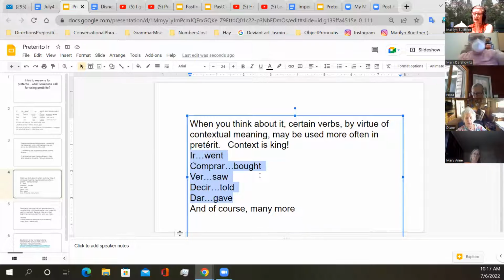So these kinds of verbs in the past tend to use preterito more. Do they have a conjugation in imperfecto? Yes, they do. Are they used in that? Yes. But percentage-wise, it's heavier on that preterito thing.